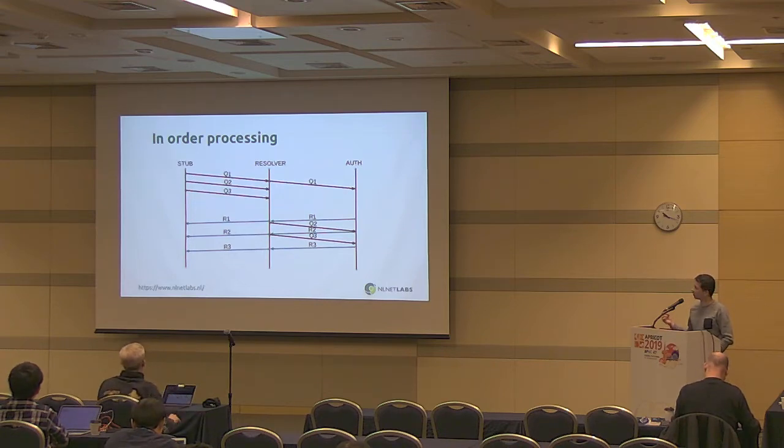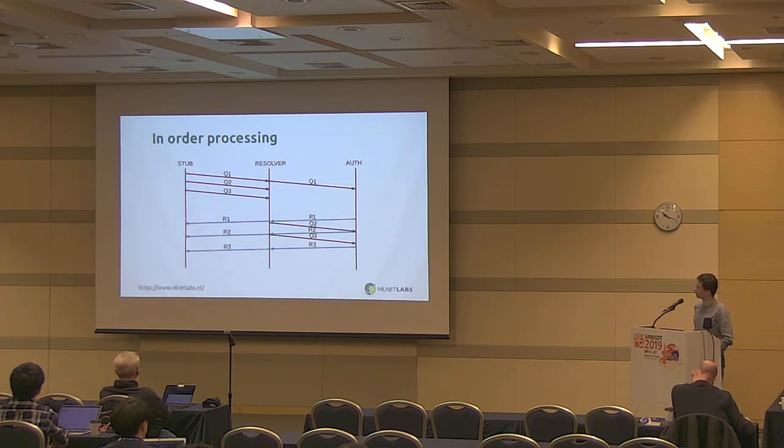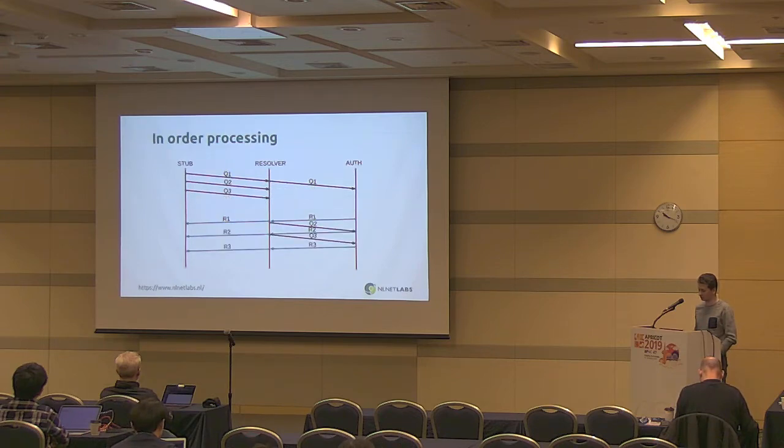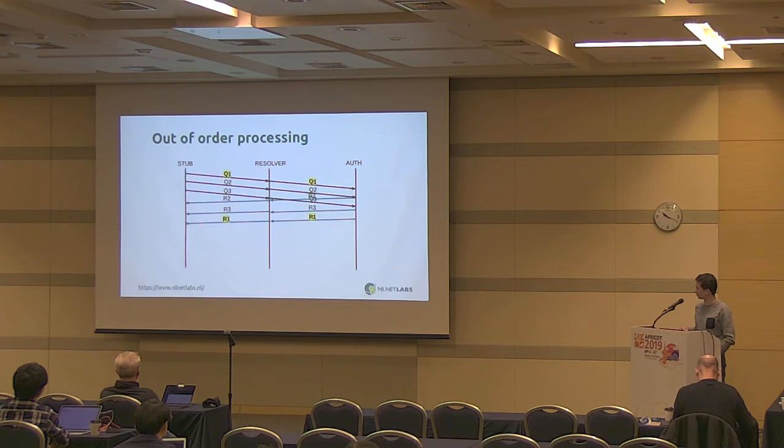Now, if the resolver is handling all the queries it receives in order, it means that query 2 and query 3 are waiting for a long time before they are even handled. Only after we finish the response for the first one, we start working on the second one, then the third one. So there is a lot of waiting going on here. What you would like to have in your resolver is out-of-order processing. So the resolver just starts sending the queries it needs to the authoritative server as soon as it can. It's not waiting for any answer anymore. So even though the third answer arrives at the same time as the first one, the other two queries are already handled.